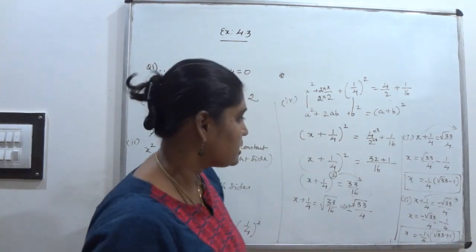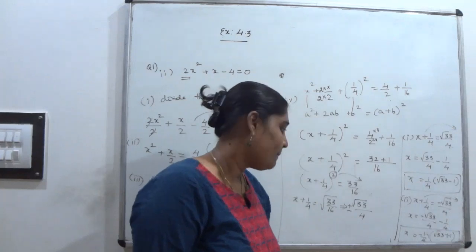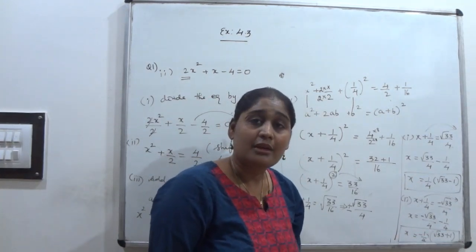So your answers are 1 by 4 into root 33 minus 1. Another value is minus 1 by 4 into root 33 plus 1.